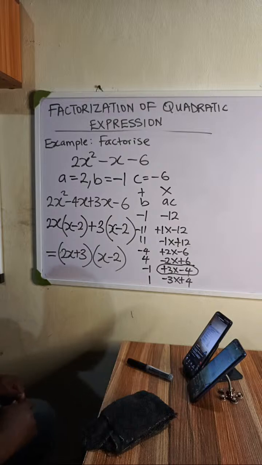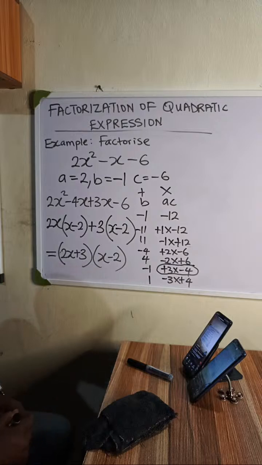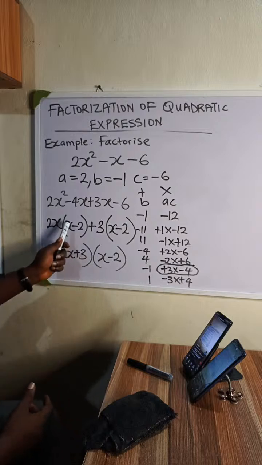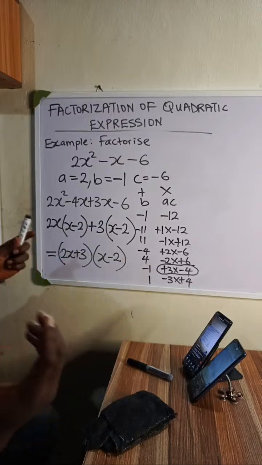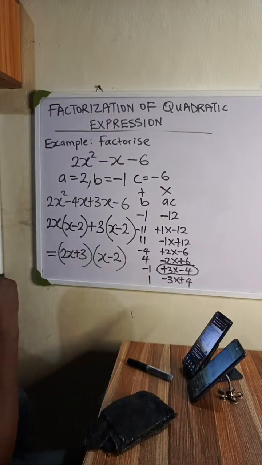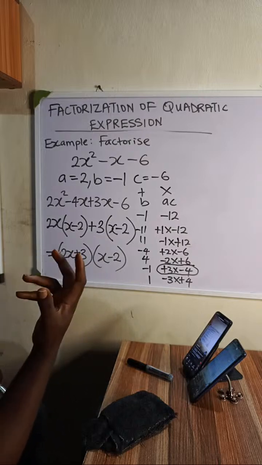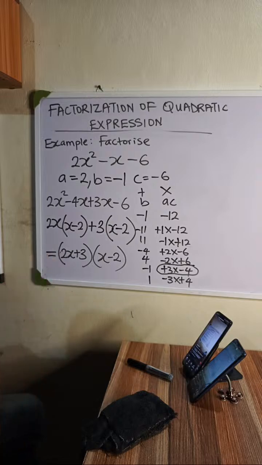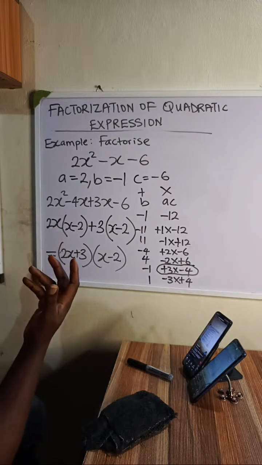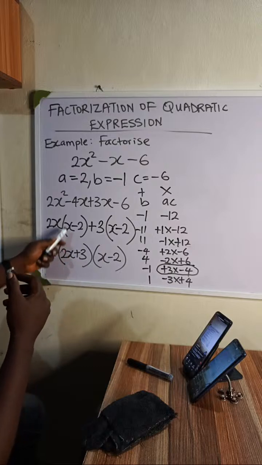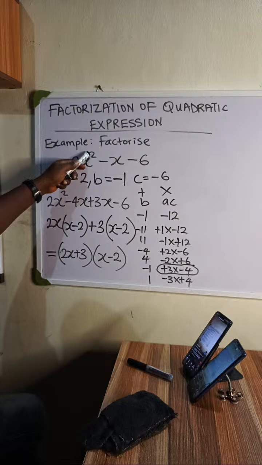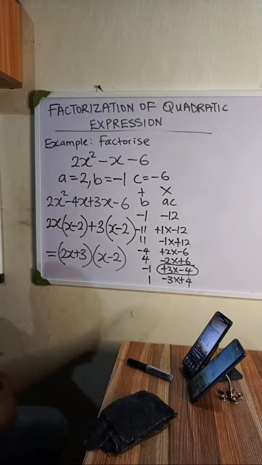Oh, parentheses means bracket. Sorry, I learned it from my students in the US. They always say parenthesis instead of bracket. And they also say exponent instead of power. So we here in Nigeria say bracket. My students say parenthesis. Power, we say power, and they say exponent. But parenthesis is simply bracket.